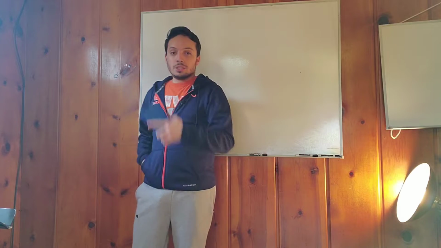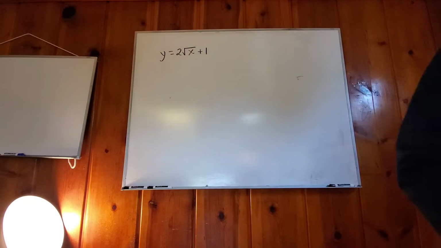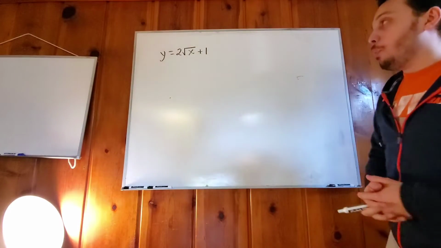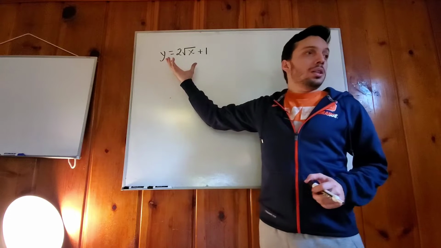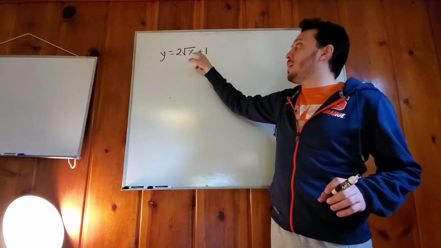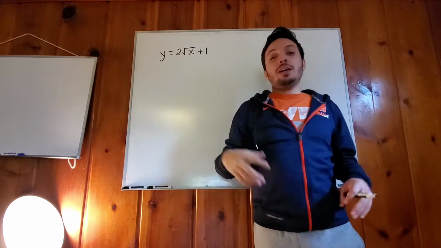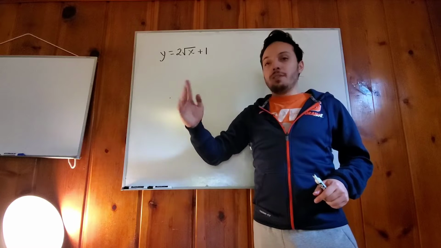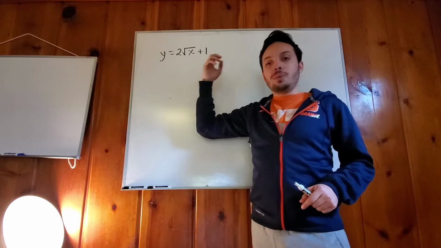All right, so let's actually move on to lesson 114. Getting into the nitty-gritty. Example 1: graph this radical function, the square root function y equals 2 square root of x plus 1. We are doing the opposite of quadratic functions. Quadratic functions are raised to the second power; this one is a square root.